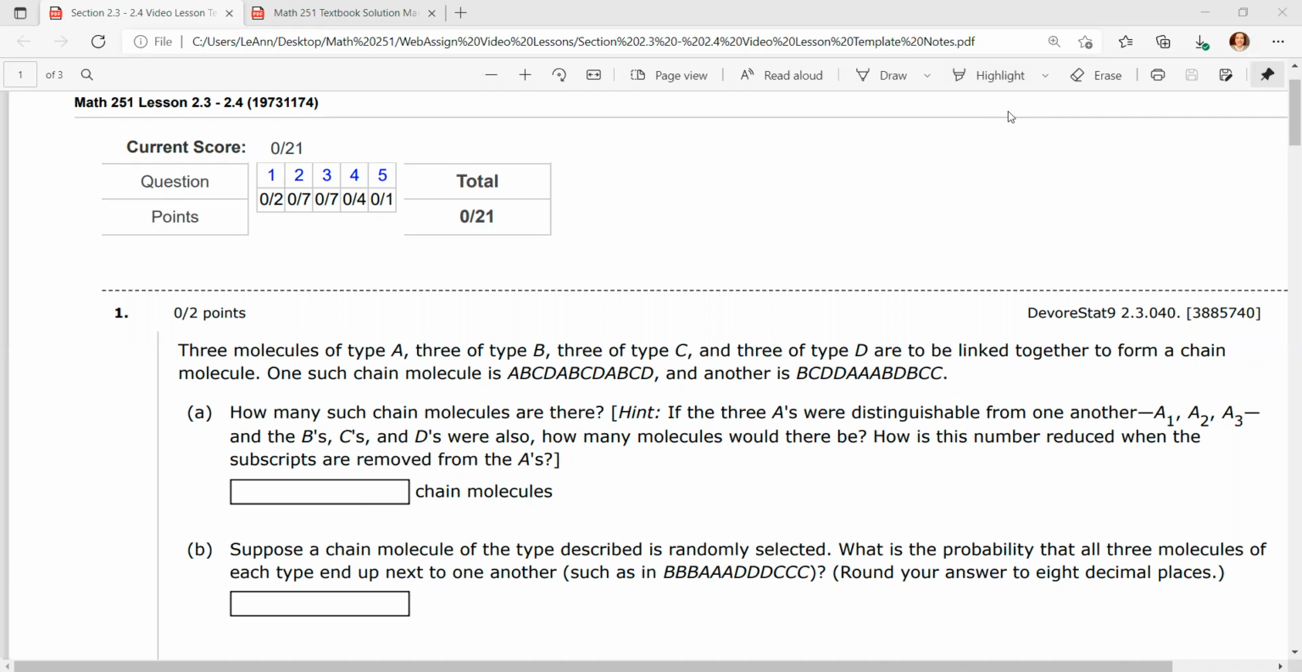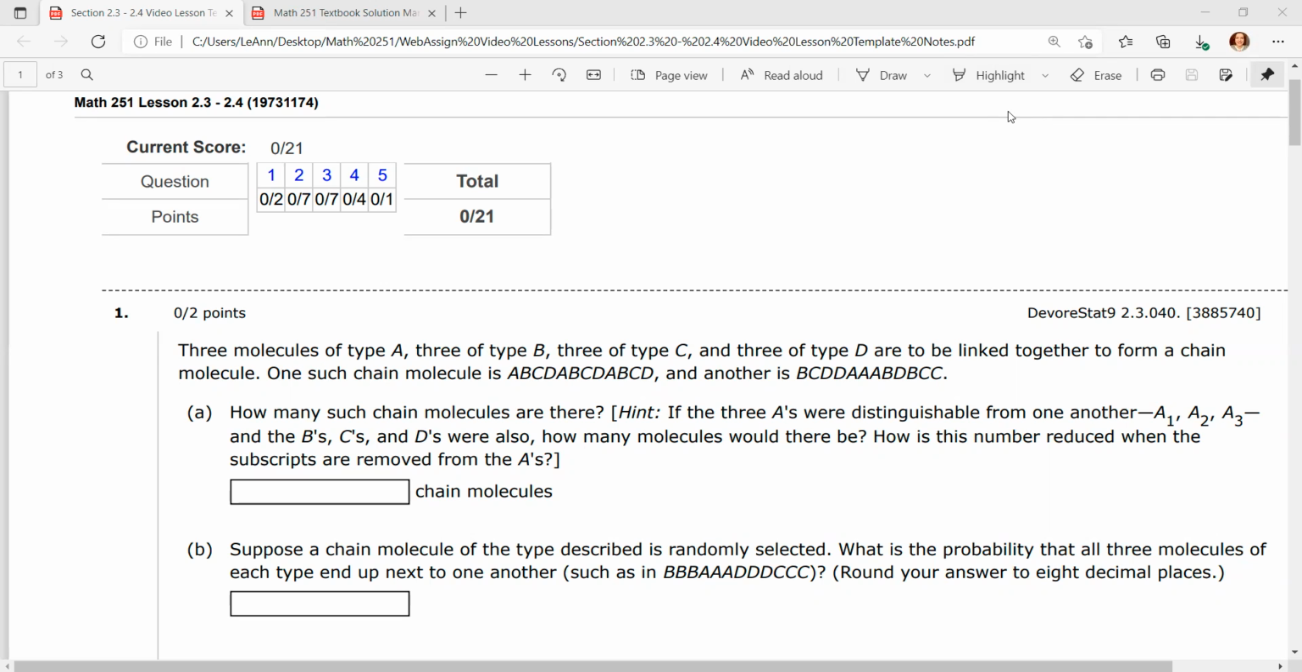Right, this is a video over some questions from sections 2.3 and 2.4 this week. So just a few of the WebAssign similar types. This first one says 3 molecules of type A and 3 of type B and 3 of type C and 3 of type D are to be linked together to form a chain molecule. Here's some examples of what that could look like.